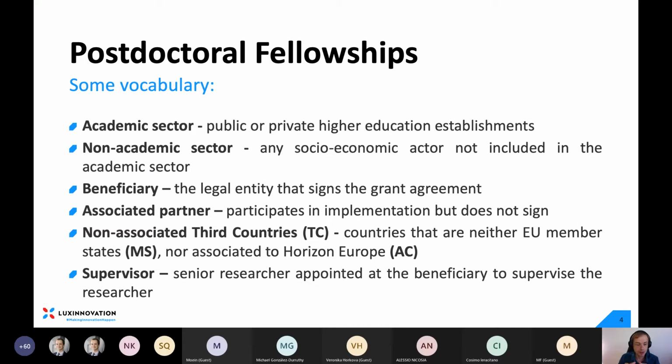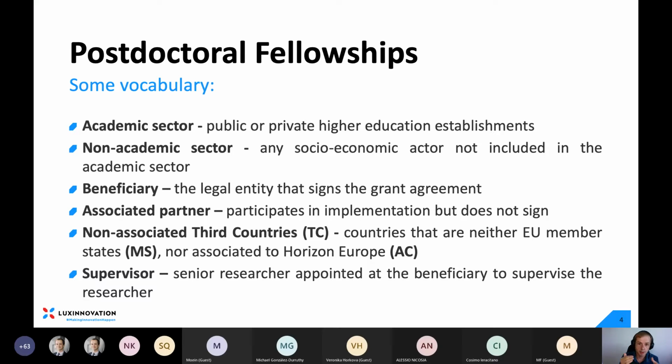So just to start, some vocabulary. The postdoc fellowships distinguish between basically two entities, the academic sector and the non-academic sector. Academic sector here is any public or private higher education plus research organizations. That's important. So not only universities in that sense, RTOs as well. And the non-academic sector is basically everything else. That can be companies traditionally, startups of any size, but also associations, foundations, public administrations, cities, you name it.